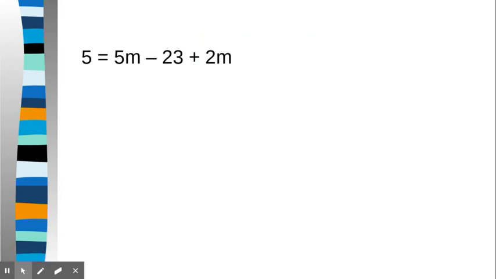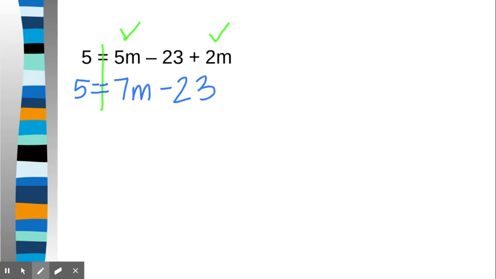Okay, this one looks a little bit more complicated because we have more terms. But if I look and find my equal sign, over here I have two terms that both have an m. So we're going to combine those like terms before we get started. So maybe we rewrite the equation as 5 equals 7m minus 23. And we'll just combine those two pieces.